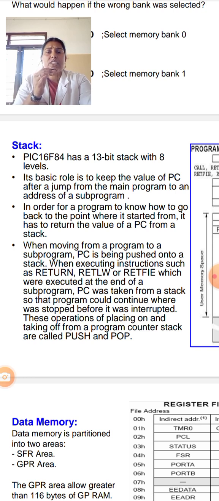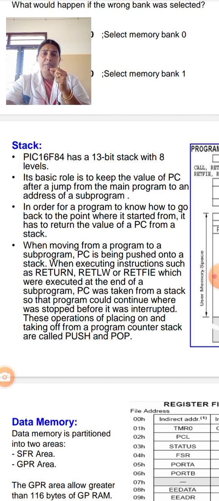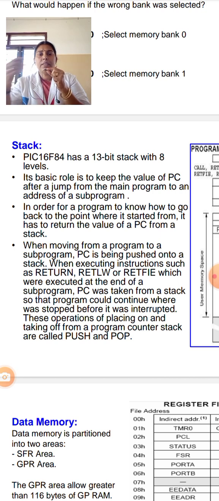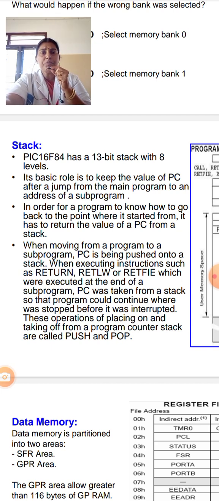When executing instructions such as RETLW or RETFIE, which are executed at the end of a subprogram, the program counter is taken from the stack so that the program can continue where it was stopped before it was interrupted. These operations of placing on and taking off from the program counter stack are called push and pop.